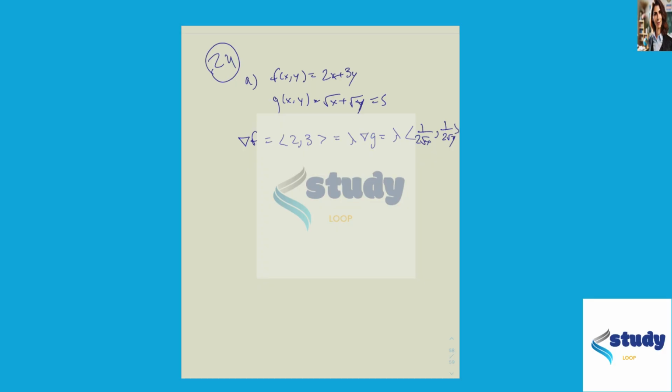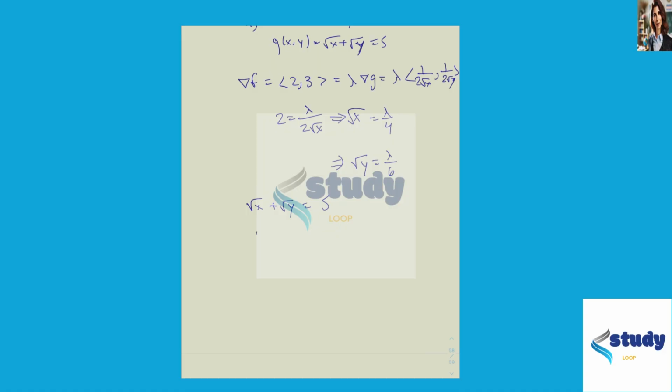So what we see based on this is that 2 equals lambda over 2 root x. So the square root of x equals lambda over 4. And then using similar logic, we see that the square root of y equals lambda over 6. Then we substitute the values into our constraint equation, where the square root of x plus the square root of y equals 5. In this case, we have lambda over 4 plus lambda over 6 equals 5. So that gives us that lambda equals 12.